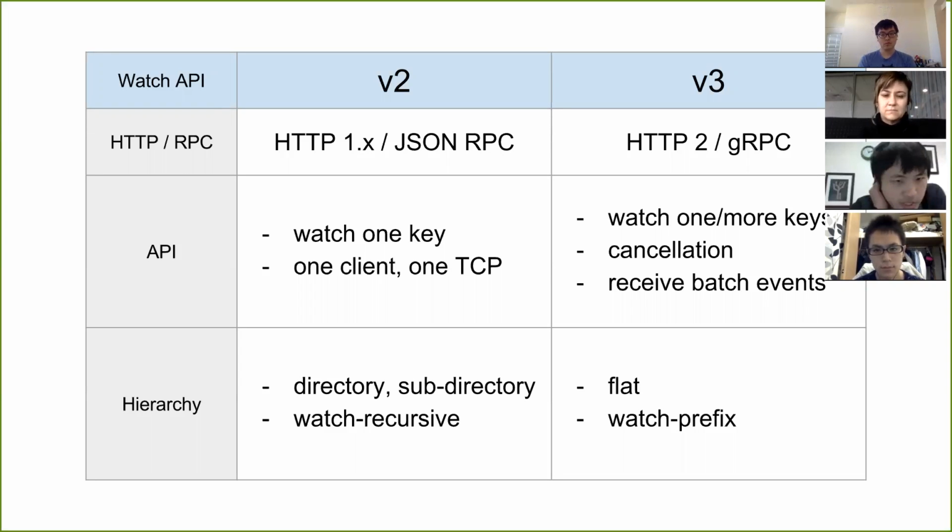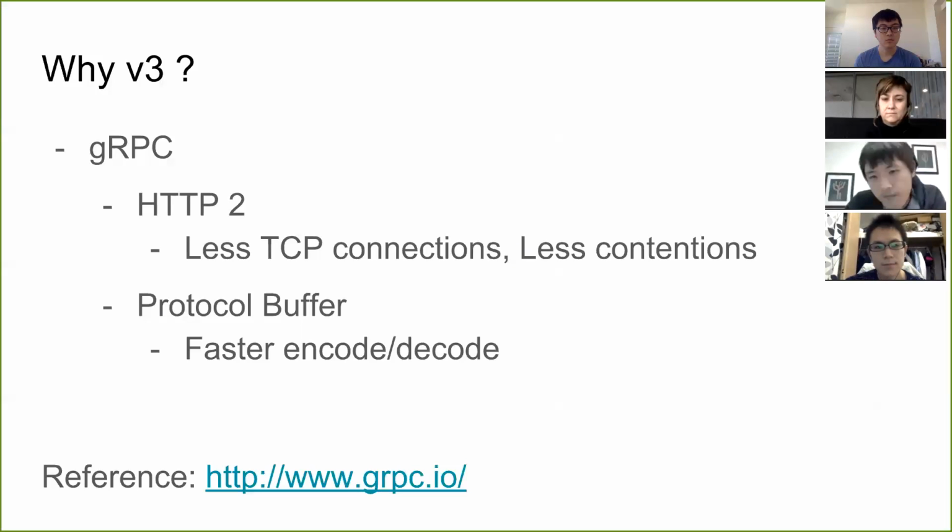And in V2 there is a hierarchy, where you can have a directory and a subdirectory in the V2 API. So V2 has a recursive watch command, but in V3 we wanted to make it simple. So there is no hierarchy in V3, but you can watch by prefix. We believe V3 is better because it is more scalable and has better performance. So we decided to use gRPC to do that.